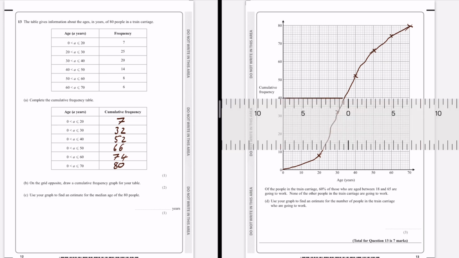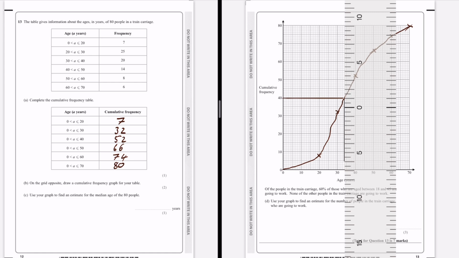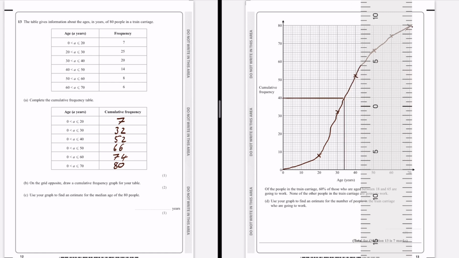Alright, to find the median age of the 80 people, well, there's 80 people, so the median is at 40. We can read that off, 34.